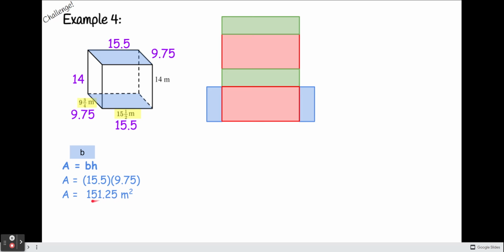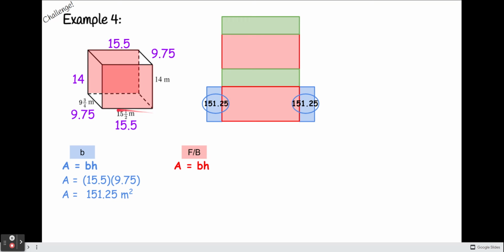So there we go. 151.25 is what I get for my answer. Let's do the front and the back now. Front and the back, base and height.